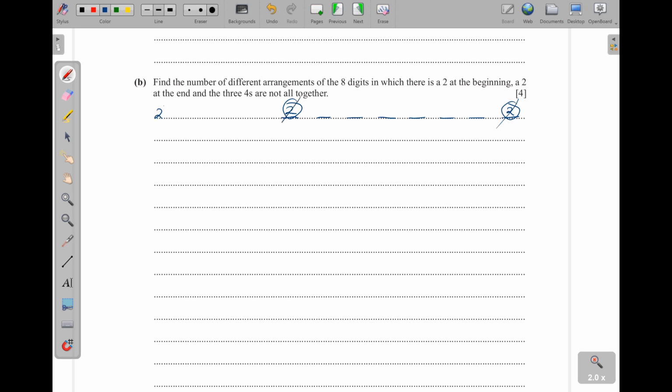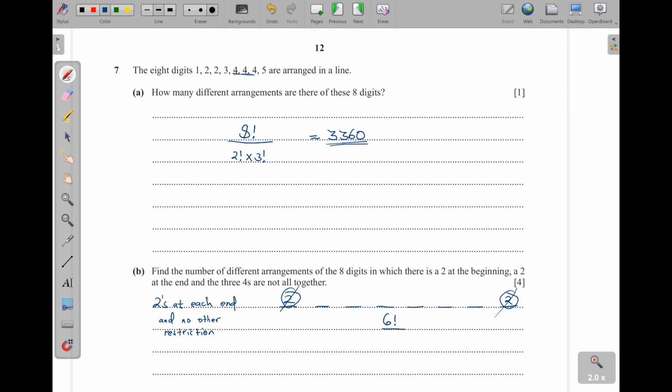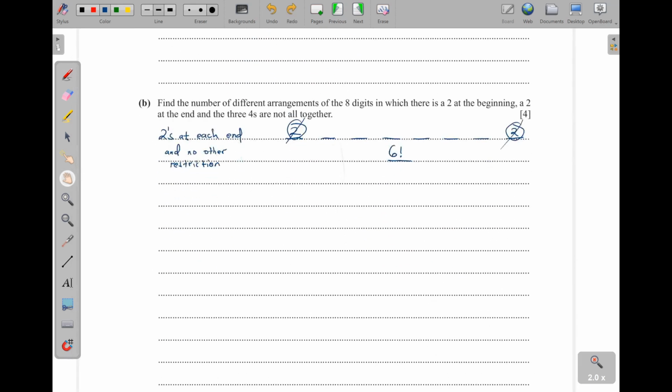Okay, so I'm going to look at 2's at each end, and no other restriction. That is going to be my sample space from which I'm picking. Now here, since 2 2's are killed, we are remaining with 6 digits. 8 minus 2, you get 6. So I will arrange them in here 6 factorial ways, but in there we have 3 4's, which are repeating. So we are going to divide by 3 factorial.